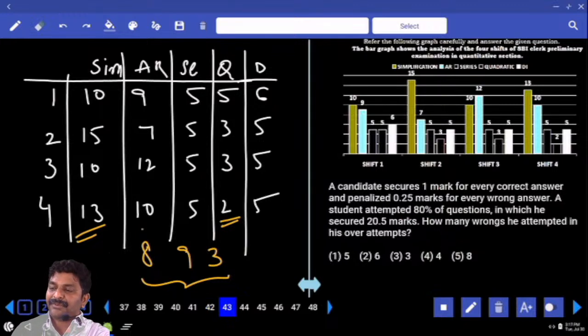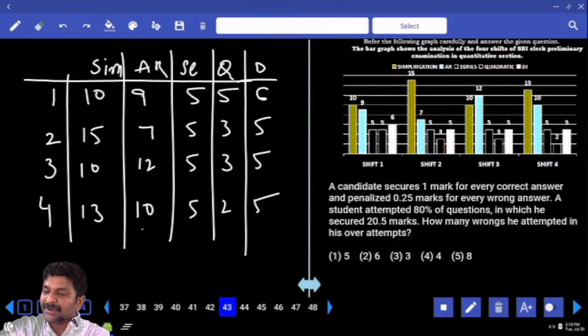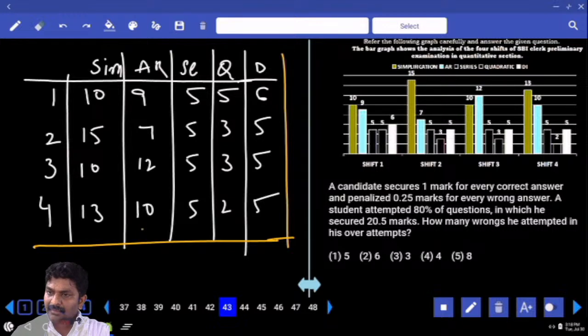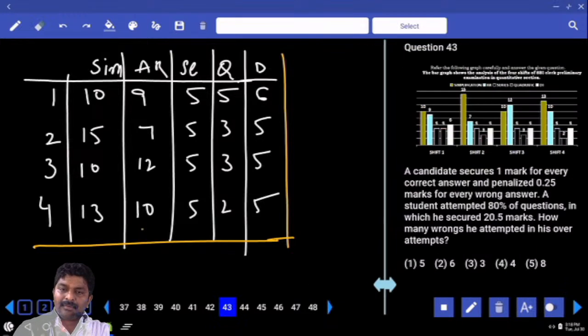A candidate secures 1 mark for every correct answer and is penalized 0.25 marks for every wrong answer. The student attempted 80% of the questions, in which he secured 20.5 marks. How many wrong answers did he make in his overall attempts? So total, how many are there? We need to know the total. 10, 20, 35. 10, 20, 35. What is the total?